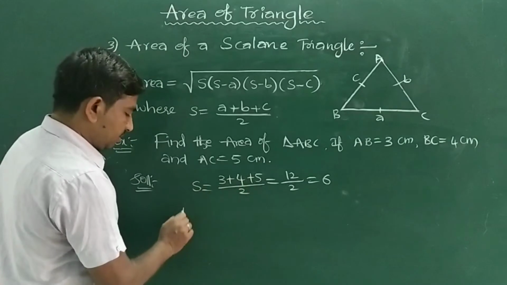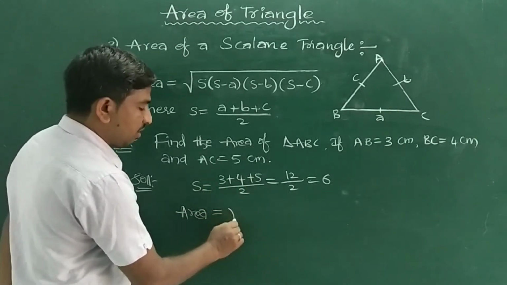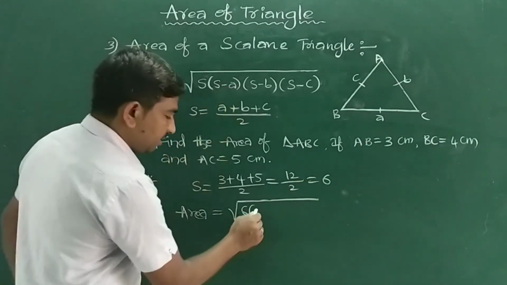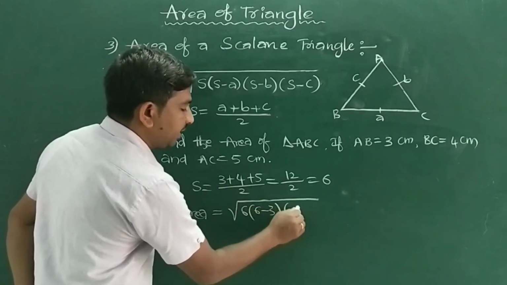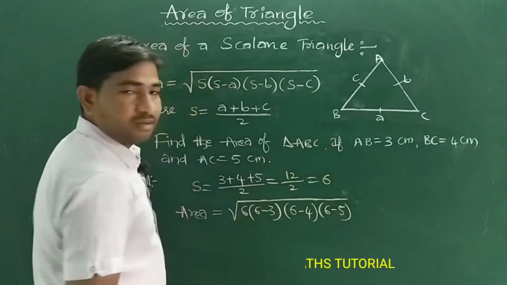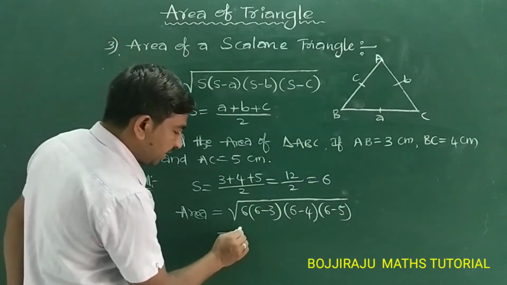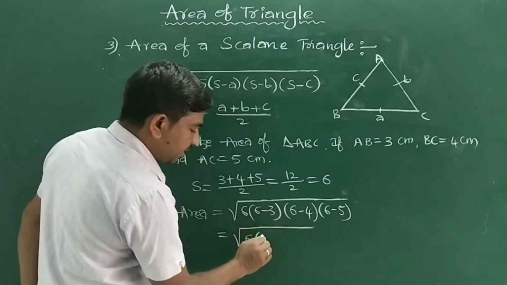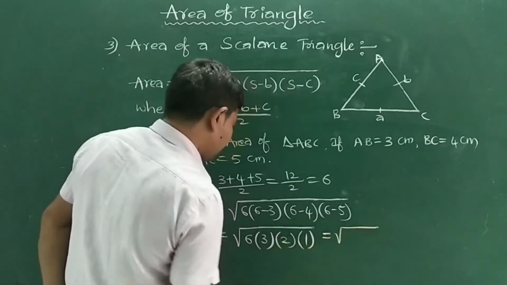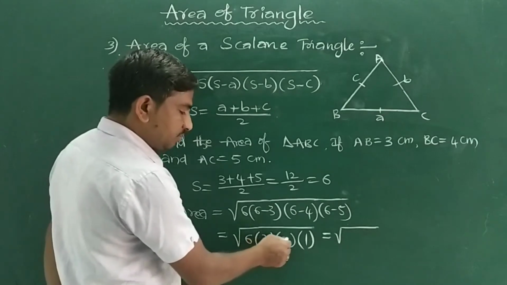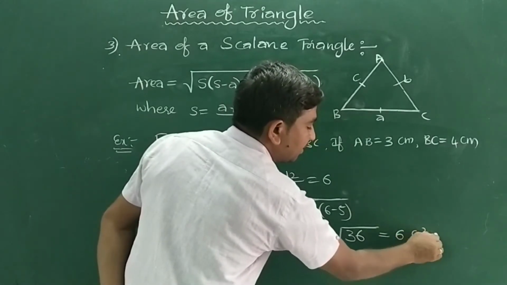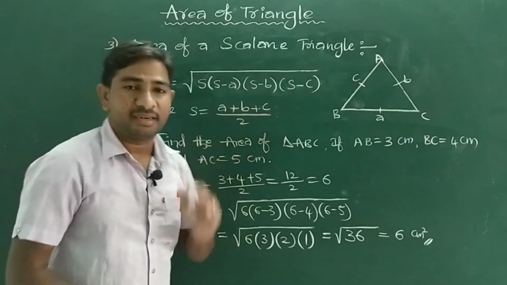Now apply the area formula. Area is equals to under root s, that is 6, into s minus a, 6 minus 3, and 6 minus 4, and 6 minus 5. Next simplify that: 6 into 3, 2, 1. 6 times 3 is 18, 18 times 2 is 36, times 1 is 36. So root of 36 is 6 centimeter square. This is the area of the scalene triangle.